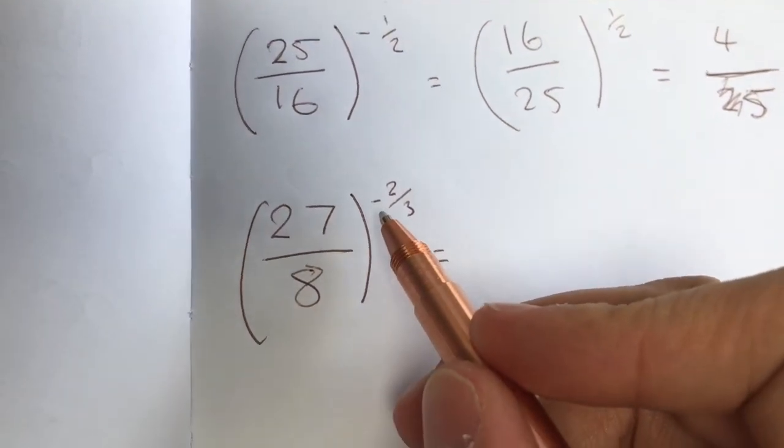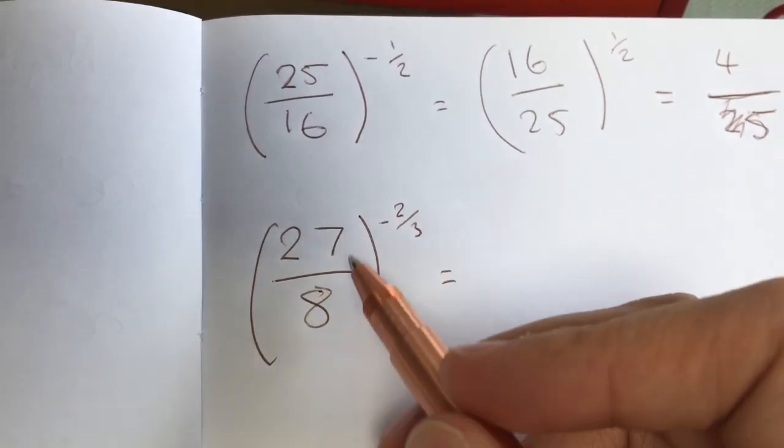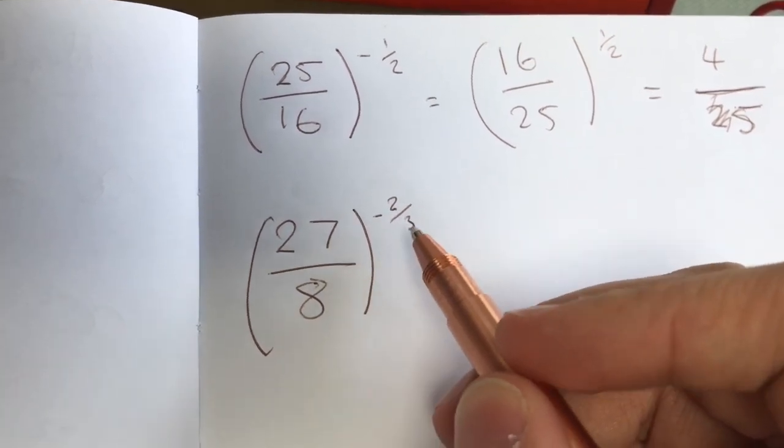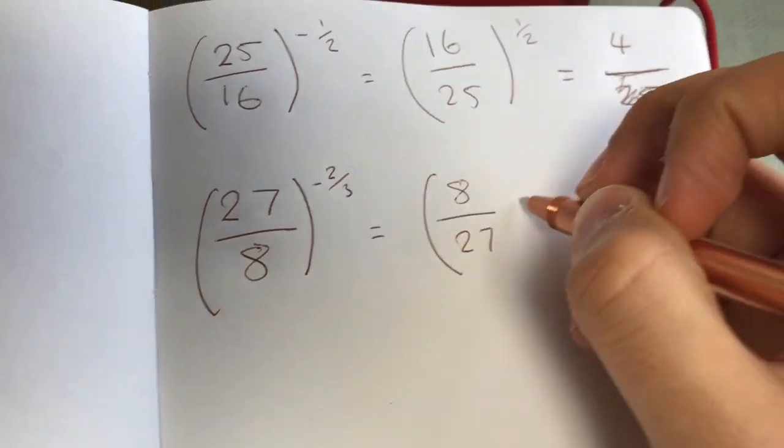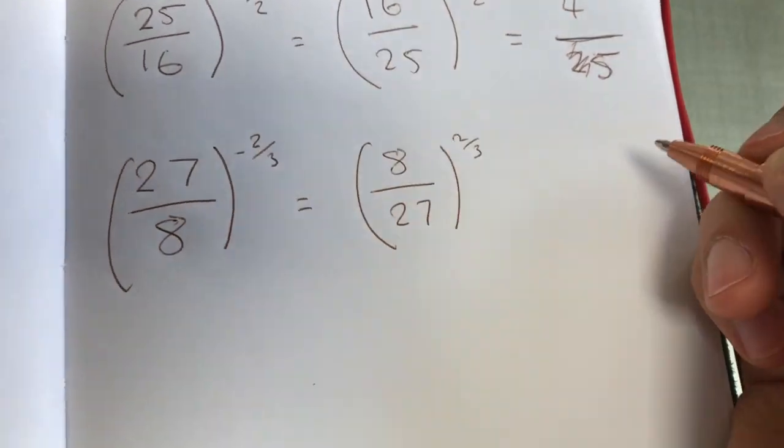Right, let's have a go at this prick. So first thing we like to deal with is the negative. All that's going to do is flip this upside down, but the numerical power is going to stay the same. So that becomes 8 over 27 to the power of 2/3. Nice and easy so far.